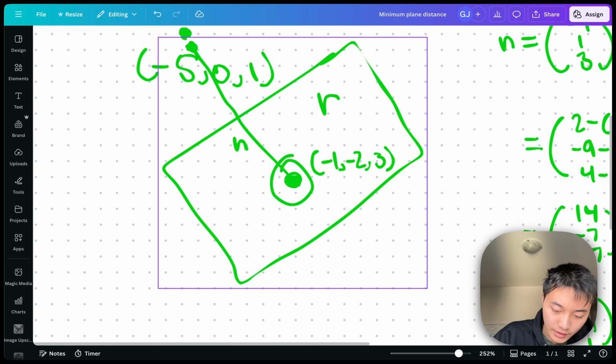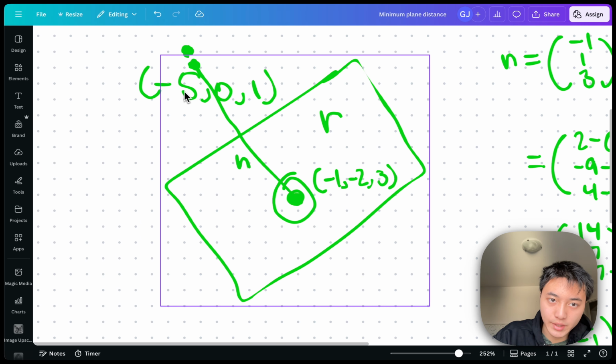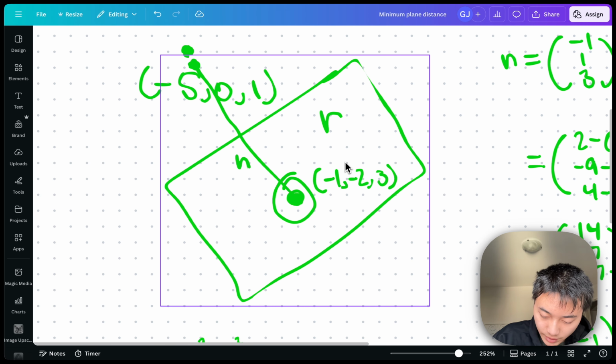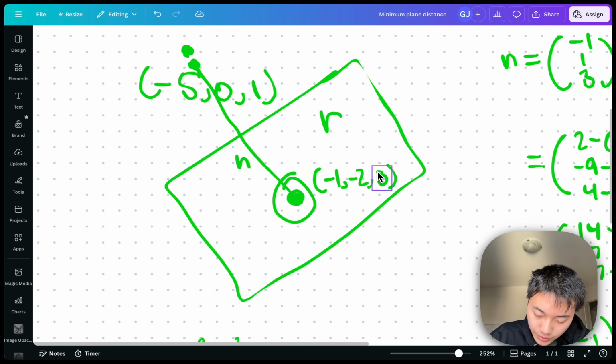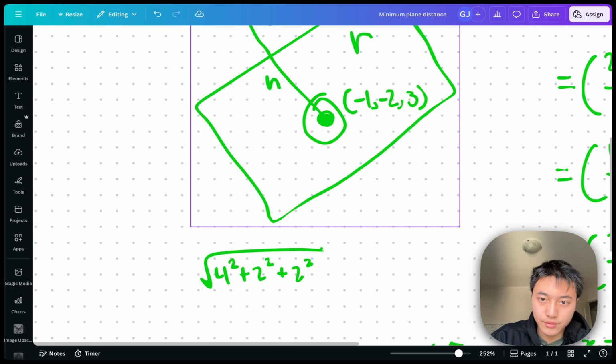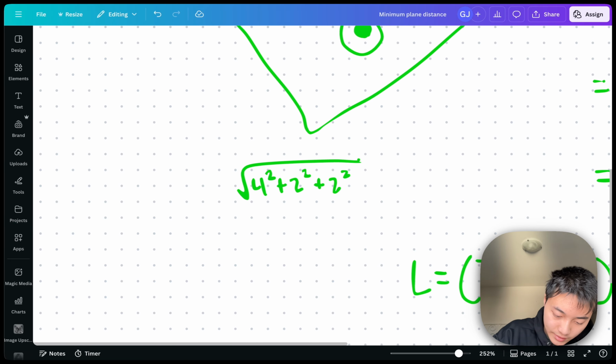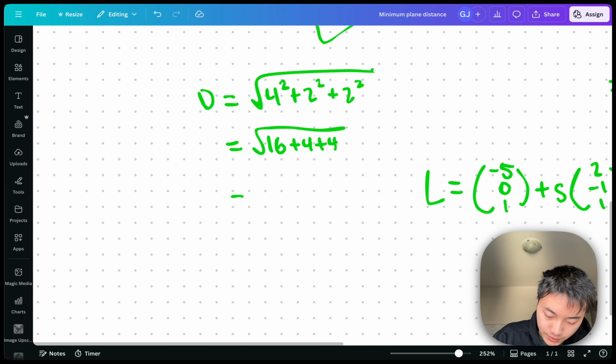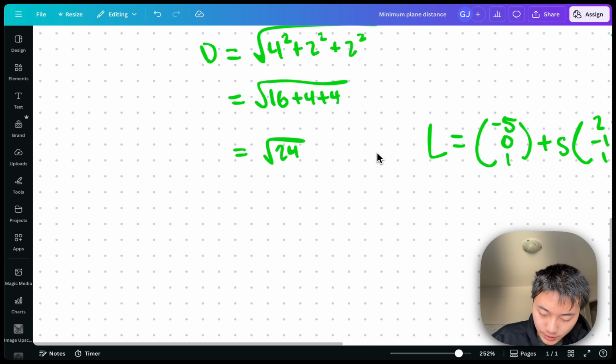So the distance between the x coordinates, that's just 4. So 4 squared plus 2 squared and 2 squared and then square root everything. D equals the square root of 16 plus 4 plus 4 equals the square root of 24.